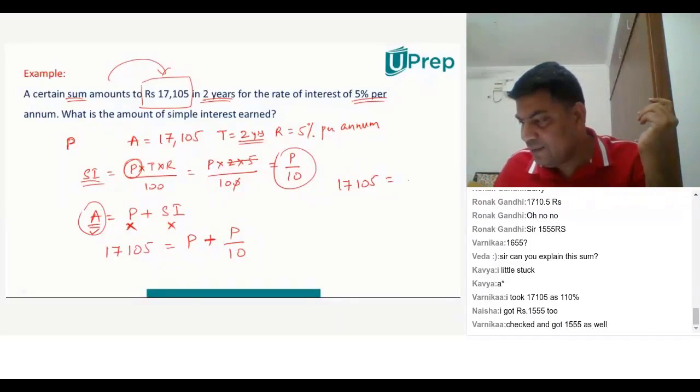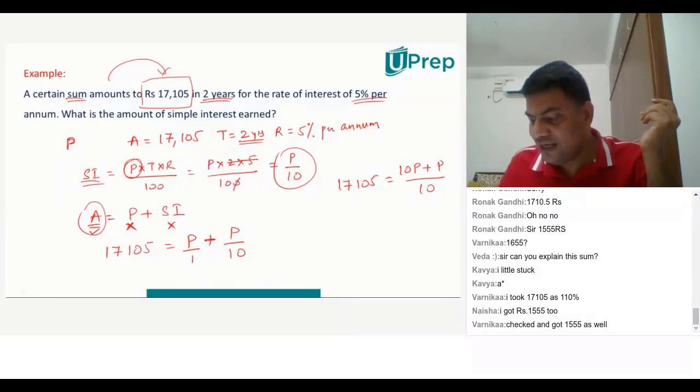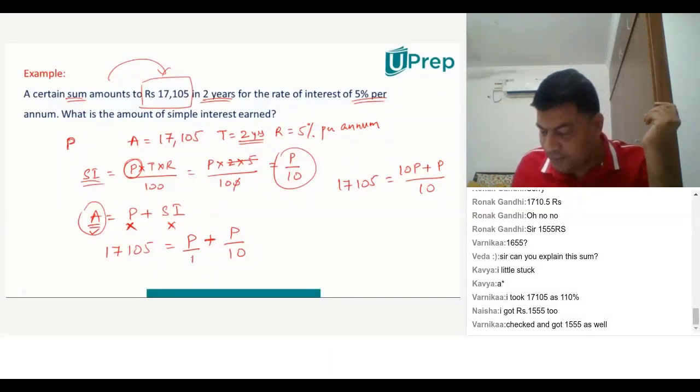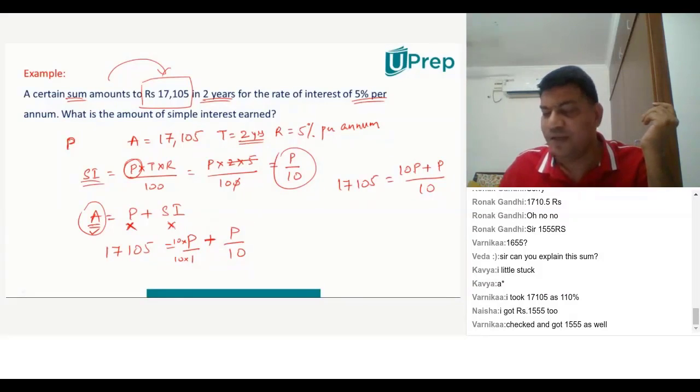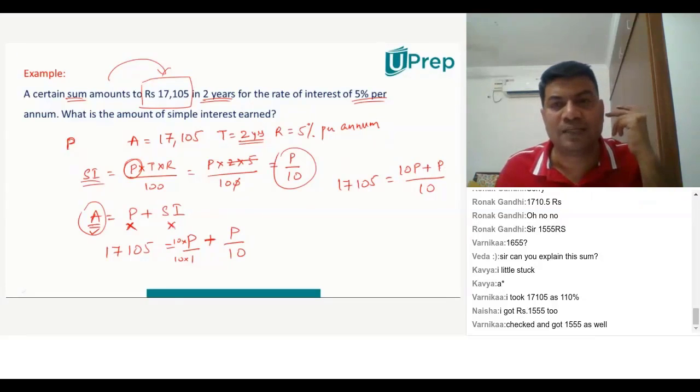So if you take the LCM, it will be 10 here. It's like 1 into 10, 10 into P, 10P plus P. I hope everyone understands this math, or you can just simply multiply by 10. This P by 1, therefore you can multiply this with 10 and this also with 10. Basically, your denominator becomes 10. You have 10P plus P. That's how it is. I hope you understand this.